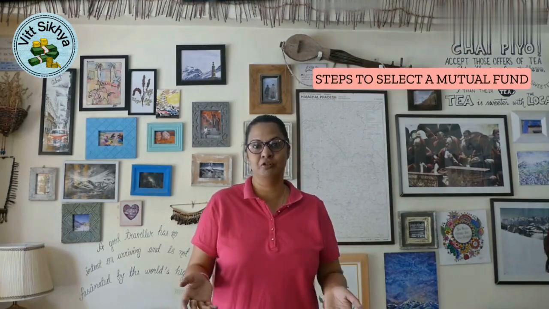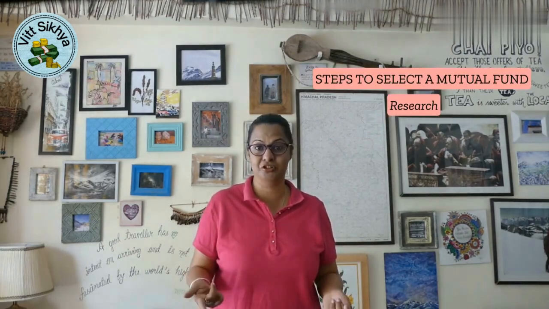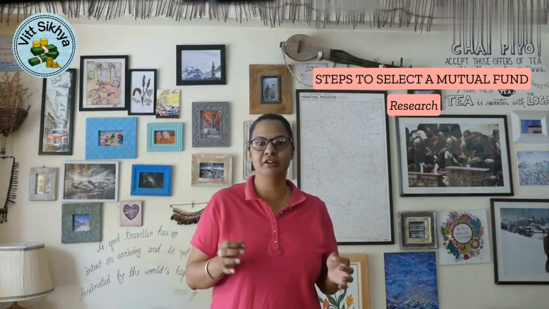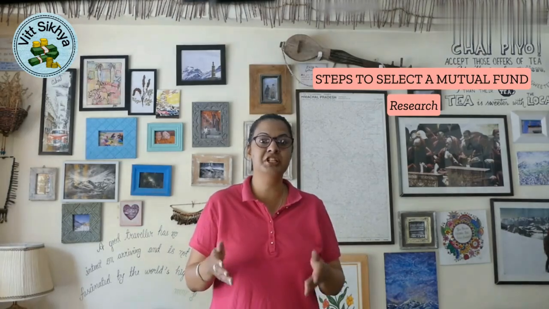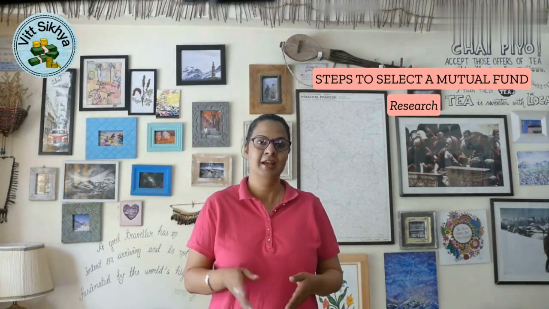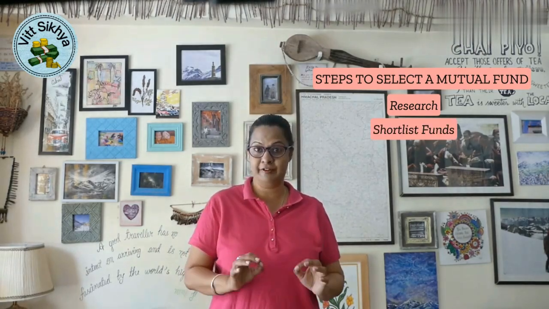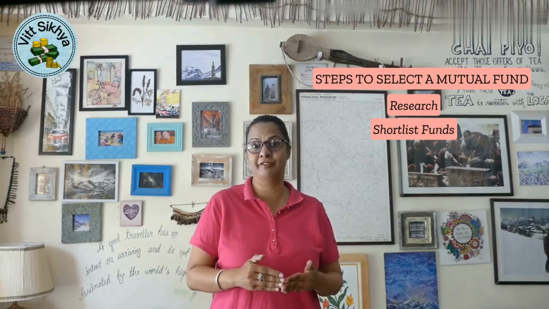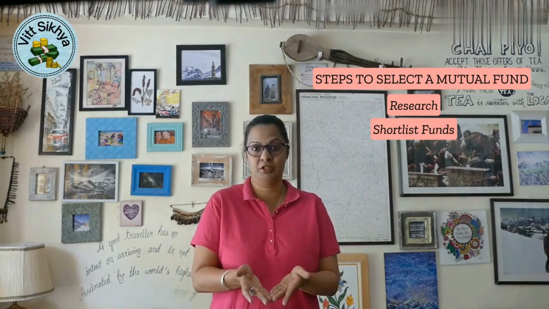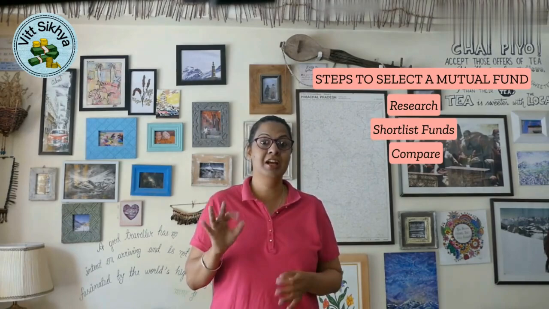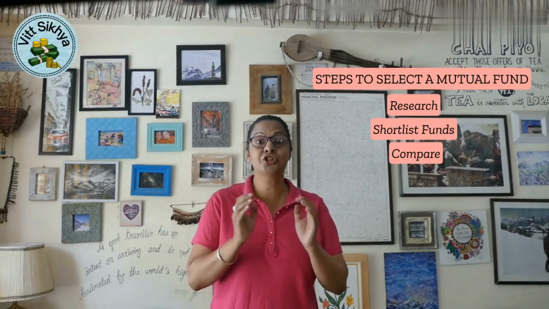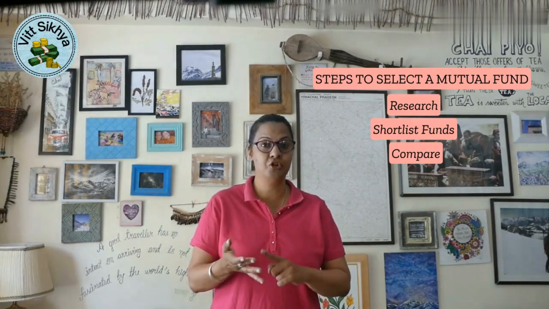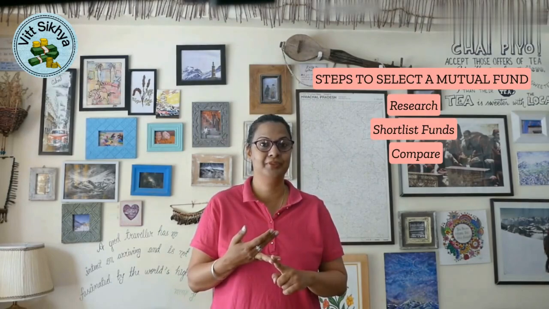Steps to select a mutual fund. Number 1. Research. Utilize online platforms like Morningstar, Money Control, Value Research, etc. for detailed fund analysis. Number 2. Shortlist funds. Based on the above criteria, shortlist 3 to 5 funds that match your investment goals. Number 3. Compare. Compare shortlisted funds on performance, risk, expense ratio, and other factors.